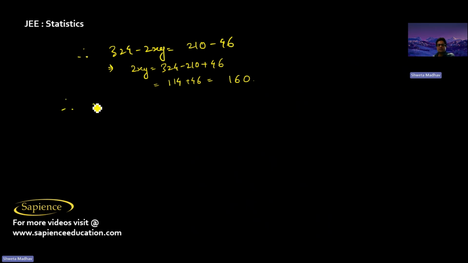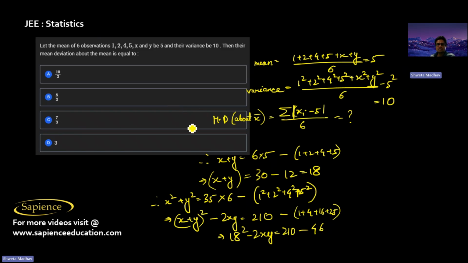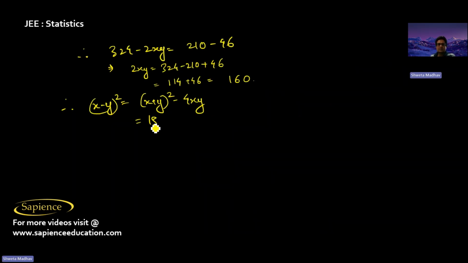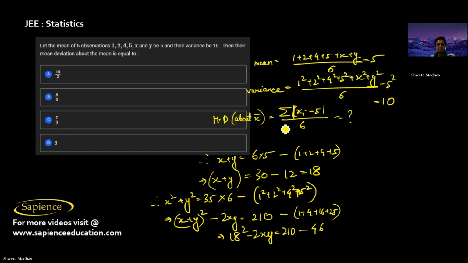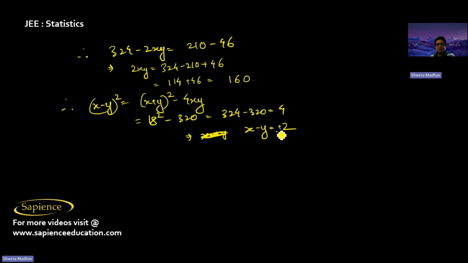So now therefore (x minus y) whole square will be equal to (x plus y) whole square minus 4xy. So this will be 18 square minus twice of 160, that is 320. This is 324 minus 320, that is equal to 4. Therefore x minus y will be equal to 2. Plus 2 or minus 2 I can take.